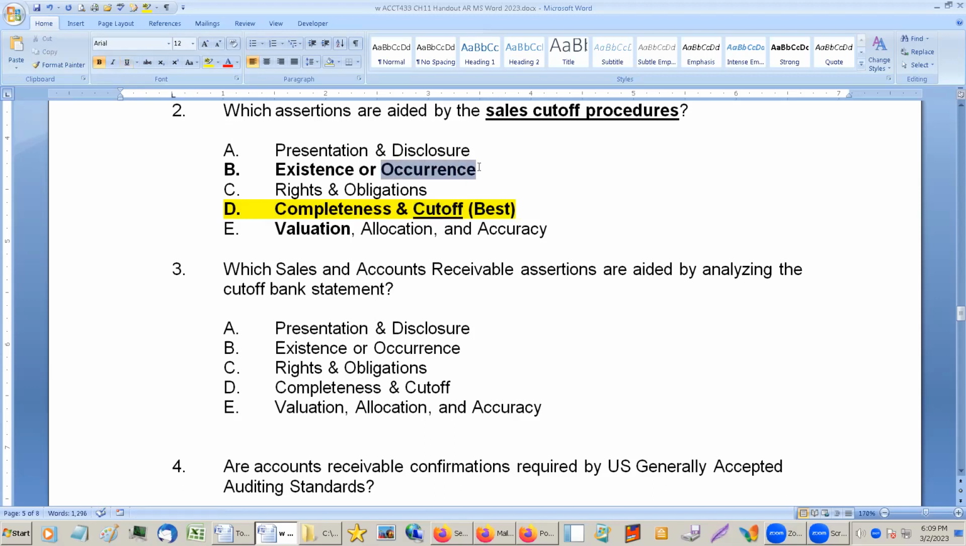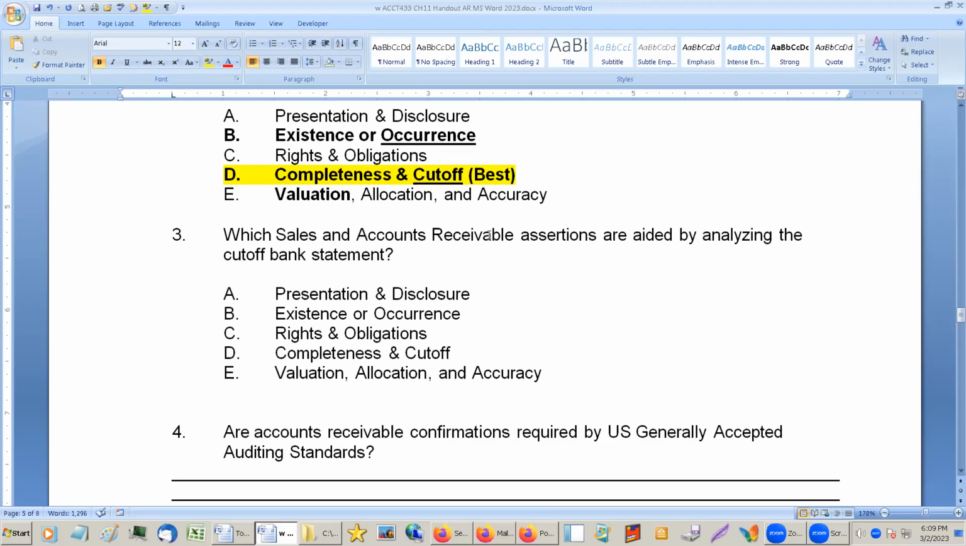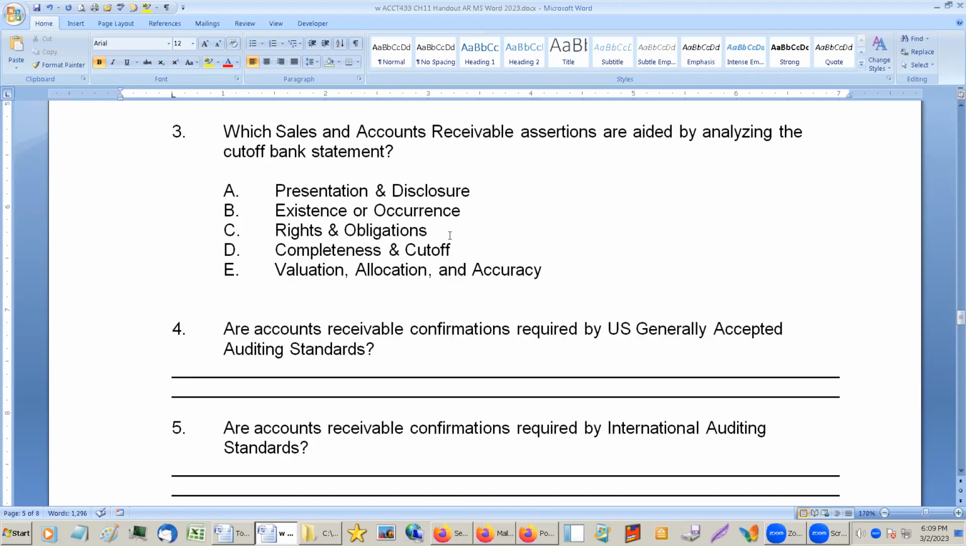But it does go to the occurrence of a sale too, because the cutoff procedure will say whether the sale occurred in the current year or in the following year. So it does actually help with occurrence also. Obviously, the best one though is the one that says cutoff on it. Which of the following accounts receivable assertions are aided by analyzing the bank cutoff statement?